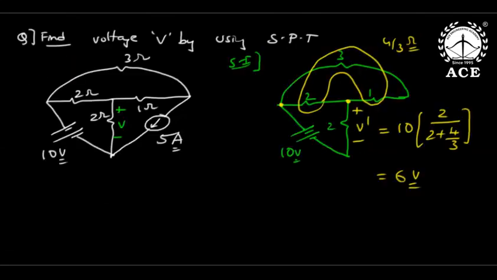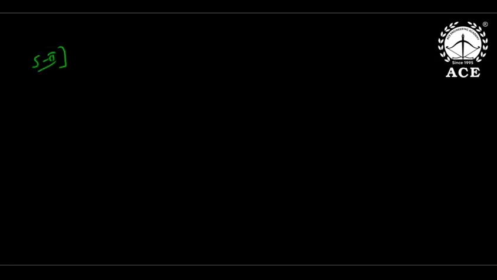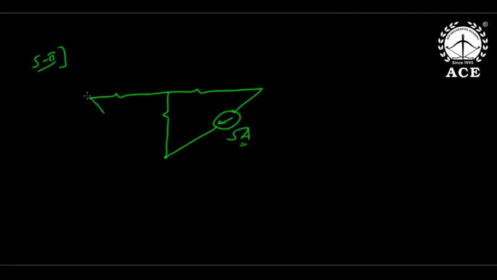Okay. Now step 2. In step 2, I will take this 5 amps current source only. So what do I do with the voltage source? Short it. So this voltage source, I am shorting it. First I will take the current source, which is 5 amperes.